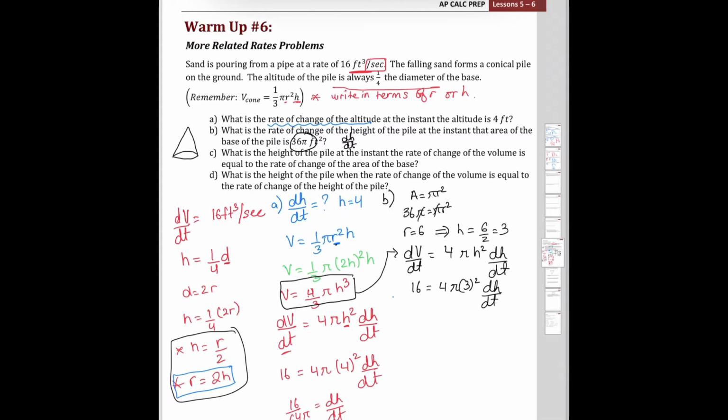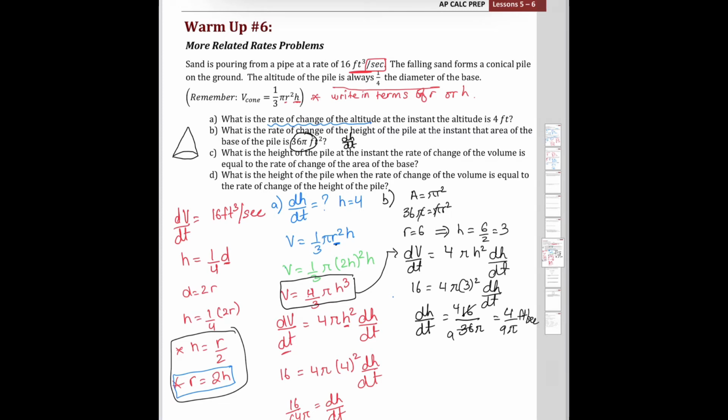I want dh/dt by myself, so this would be what? 3 squared is 9, 9 times 4 is 36, so 16 over 36 pi. So dh/dt equals 16 over 36 pi, and you can cancel that. That would be 4 over 9. So 4 over 9 pi feet per second, because it's height.